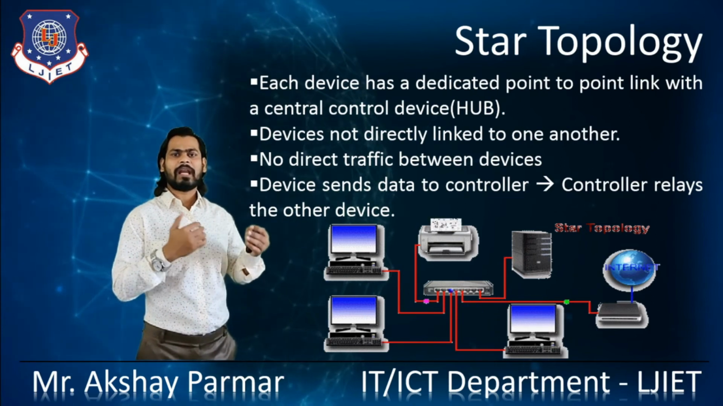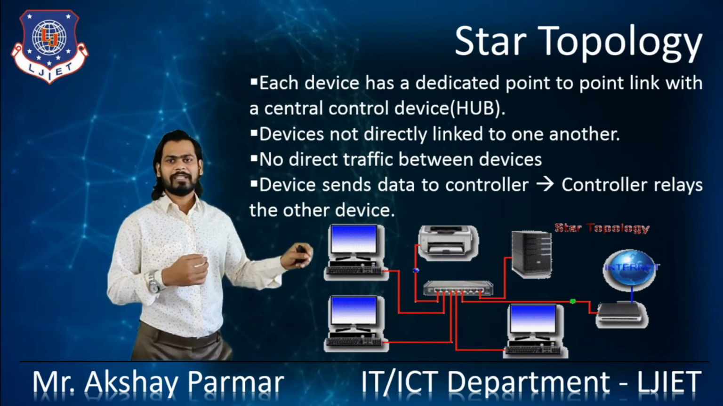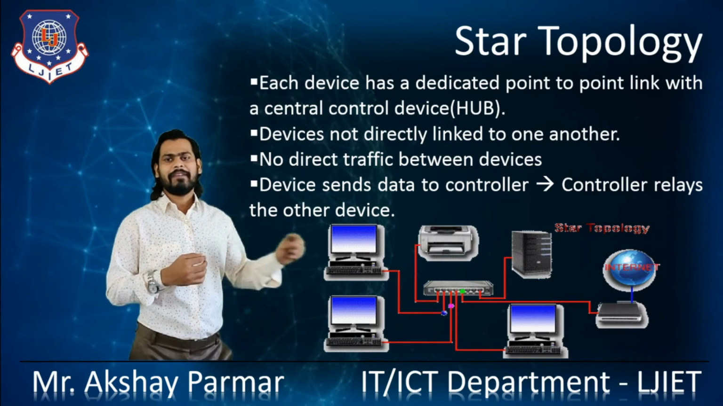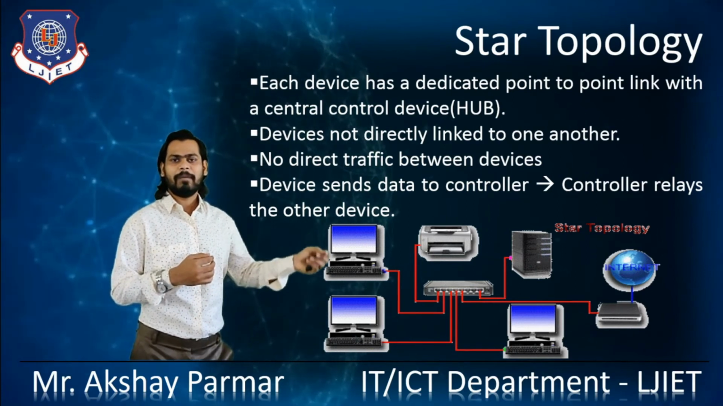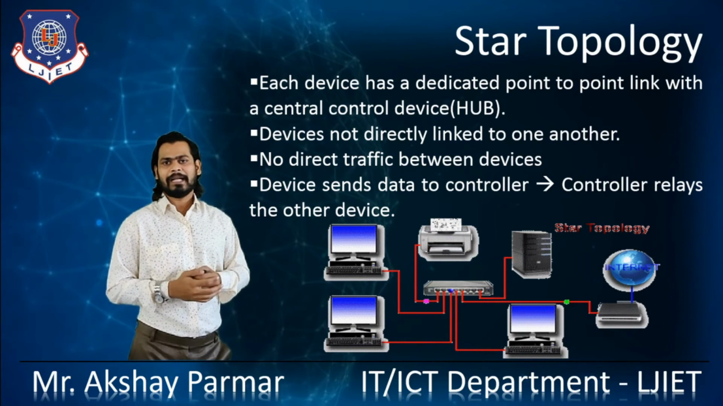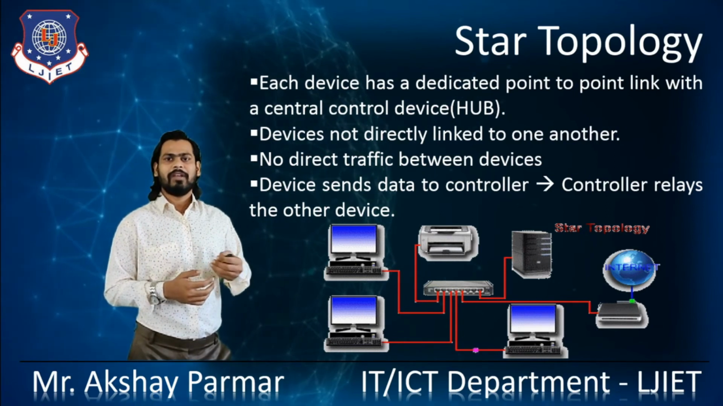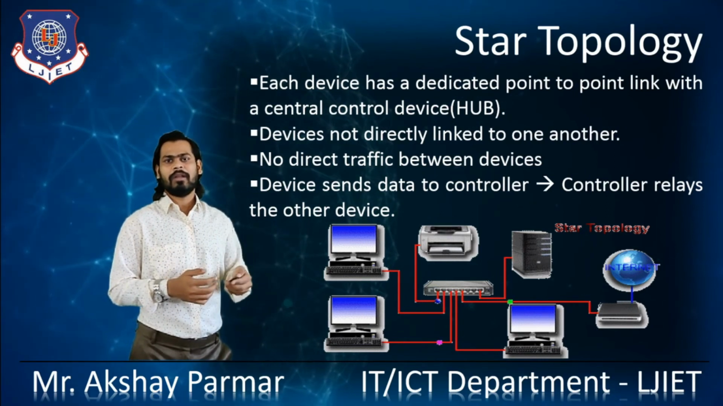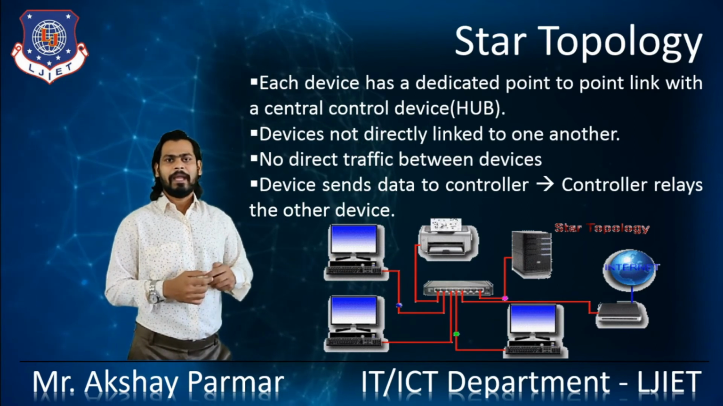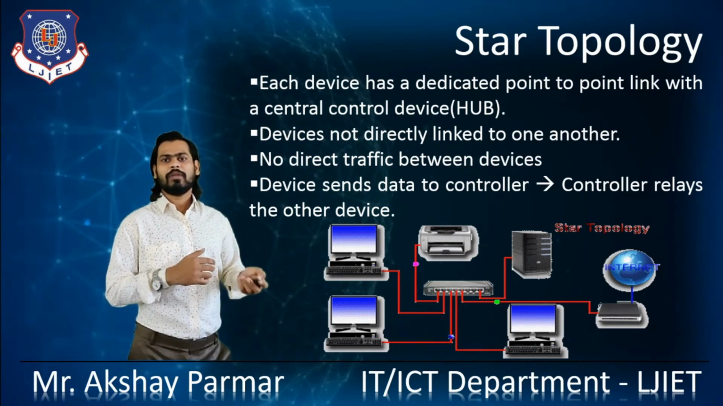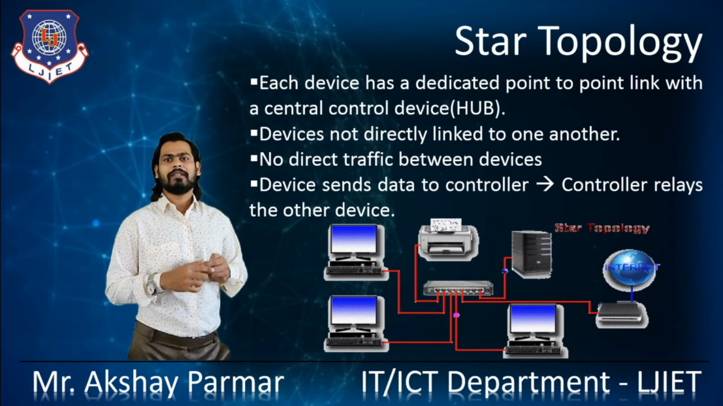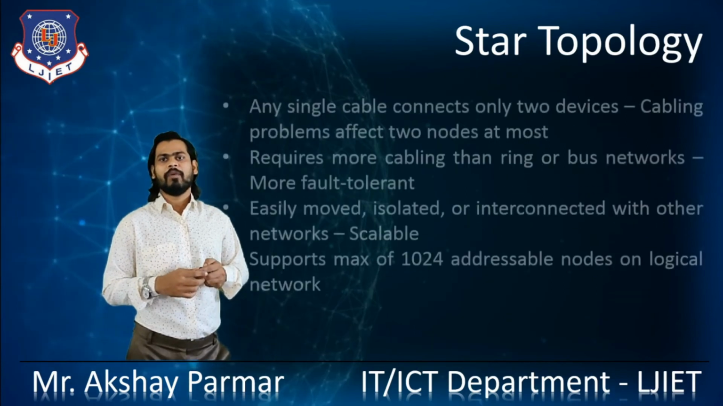There is no direct traffic between two devices. A device must send the data to the hub, and the hub will pass the data to the respective device. Here you can see the central hub, and the controller relays to the other devices. Right. So this is how the star topology works.